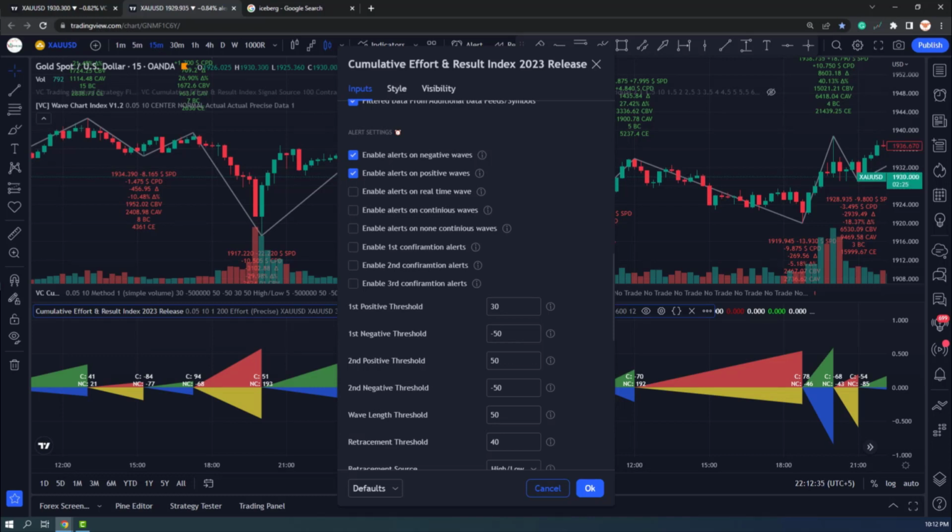Okay. So first, I am going to explain only the real time and the first confirmation alerts. You see here, there are the first confirmation, second, third, and real time. These are 4 types of alerts. Firstly, I will explain only the first confirmation and real-time alerts.